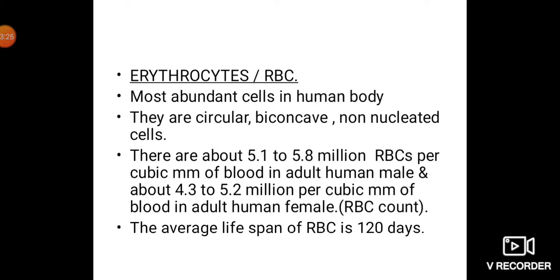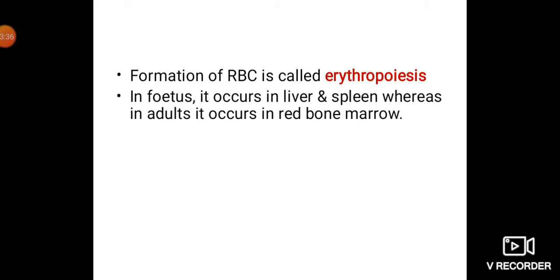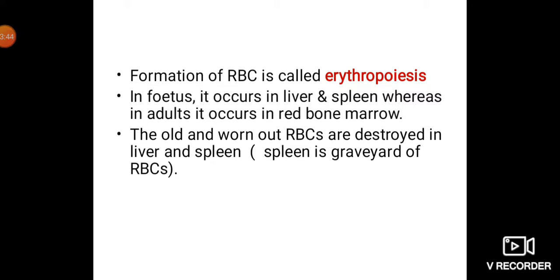The average lifespan of an RBC is 120 days. Formation of RBC is called erythropoiesis. In the fetus, it occurs in the liver and spleen, whereas in adults, it occurs in the red bone marrow. The old and worn out RBCs are destroyed in the liver and spleen. The spleen is considered the graveyard of RBCs.